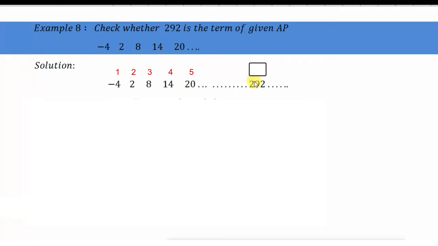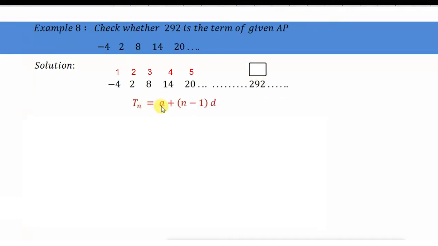It is obvious that n cannot be a decimal number, and it cannot be a negative number. For example, 292 can be the 20th term, 21st term, 22nd term. It can be a whole number, isn't it? It cannot be the 20.1 term or 20.2 term, or the negative 1 term. So it has to be a positive whole number. If we get n as a positive whole number, that means 292 belongs to this sequence, otherwise no. So let us find n.